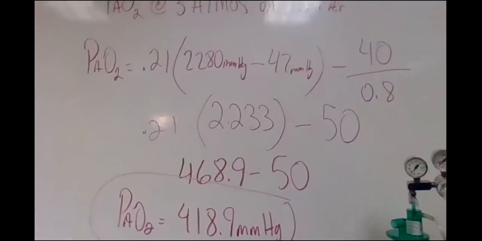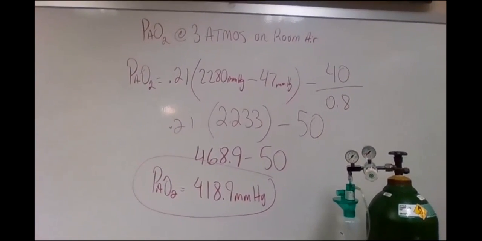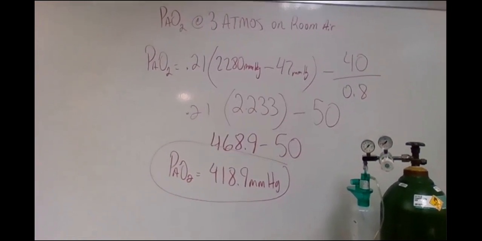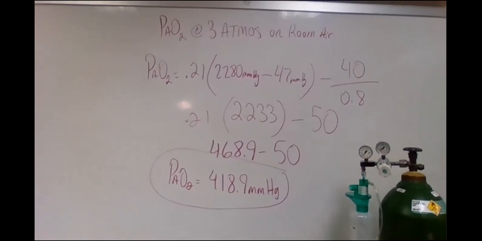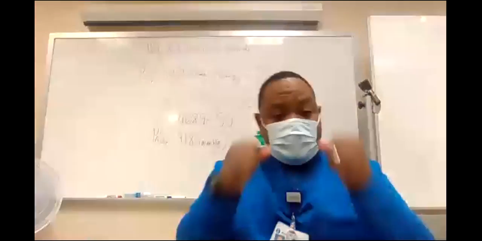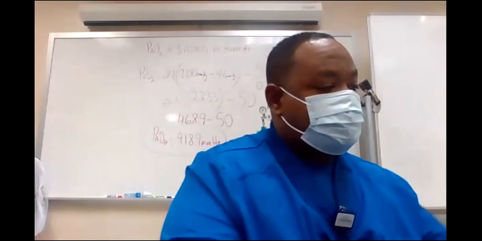Okay? So at 3 atmospheres, if I'm just on room air, look how much more oxygen power I have. PaO2 at 3 atmospheres: 0.21 times 2280 minus 47 minus 40 over 0.8. We do the multiplication, and we come out to 418.9 millimeters of mercury. So that is a lot more pressure. Oxygen has a lot more pump, right? It has a lot more drive just because I brought it down a couple of atmospheres, all right?